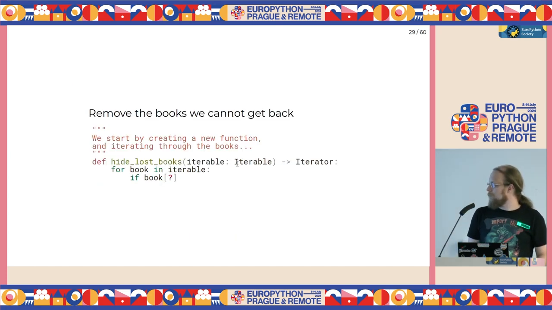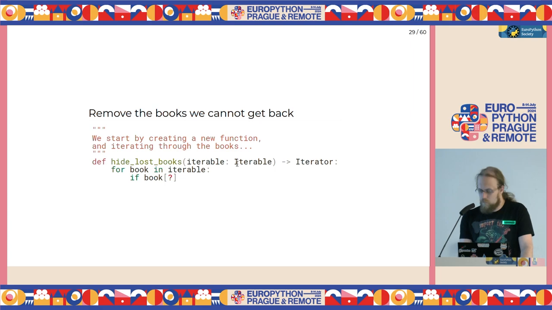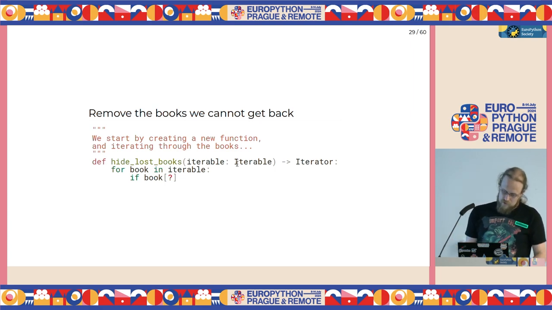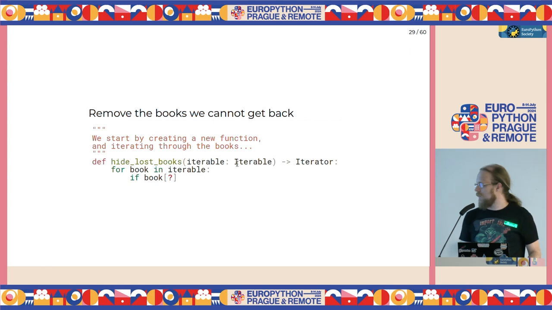Okay, another thing. We are having a library, and some of the books, I mean, it's a magical world, haven't gotten back to our library since, I don't know, 300 years or 500 years or stuff like that. And we will want to ignore those books because they are lost to us. For example, in this, I call it the function hide lost books.